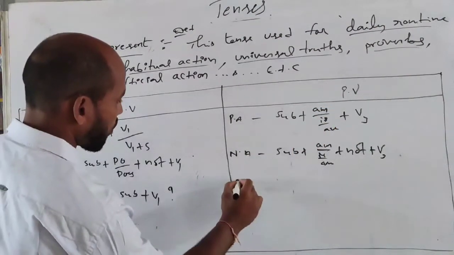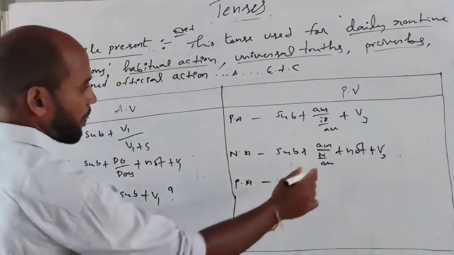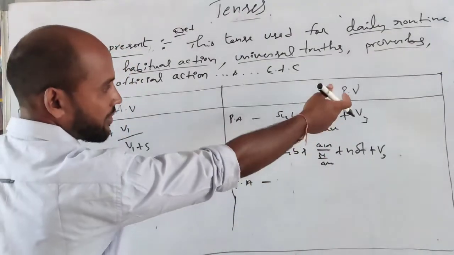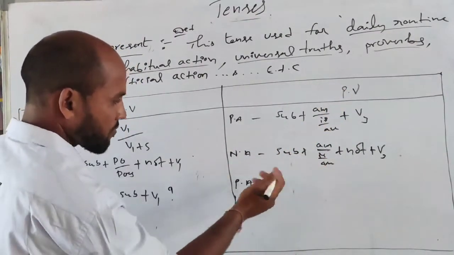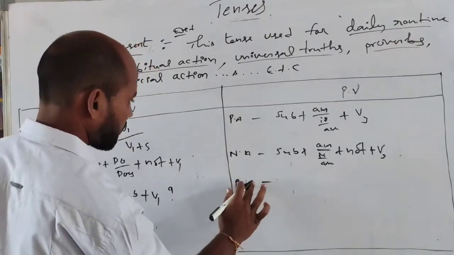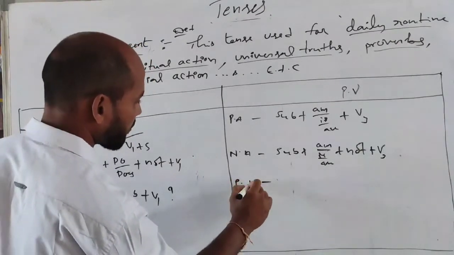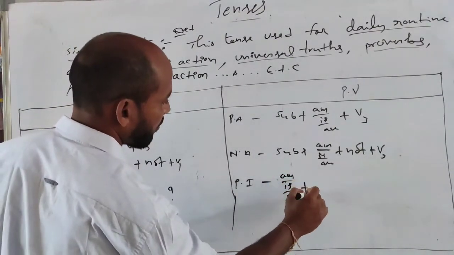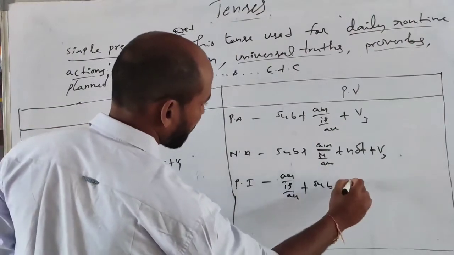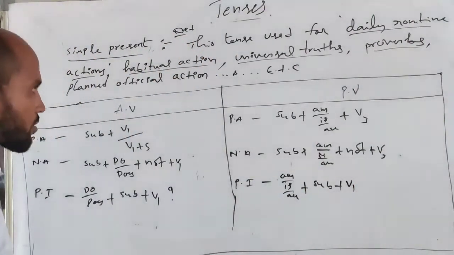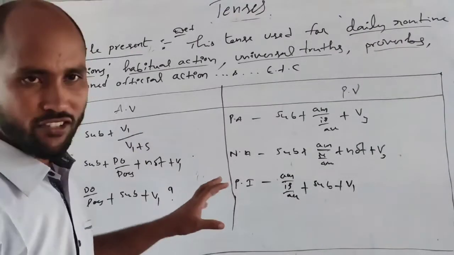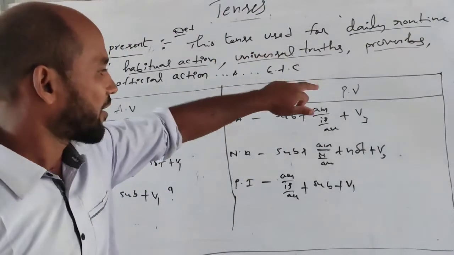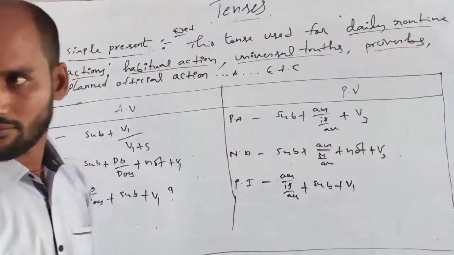The passive voice positive interrogative. You already have helping verbs written in the passive voice, so they come first. Why? Because it is an interrogative structure: am, is, are plus subject plus V3. Those are the structures of the simple present tense, active voice and passive voice.